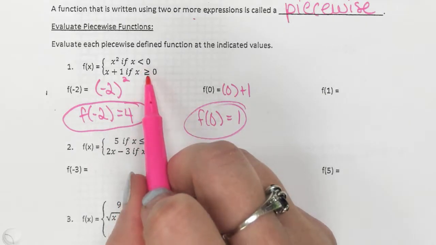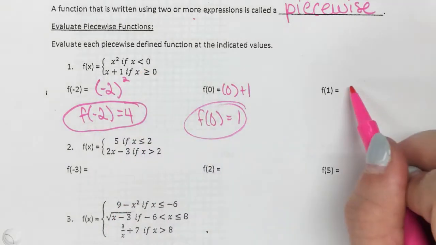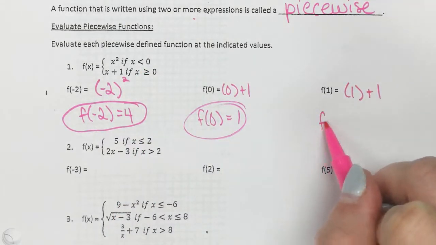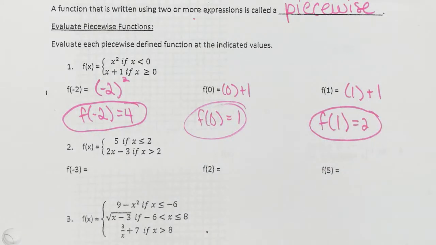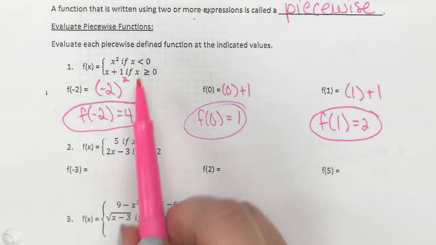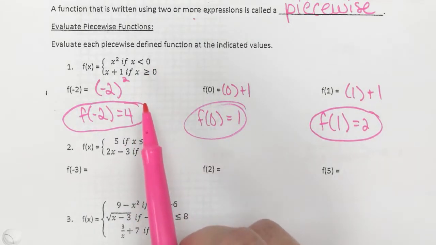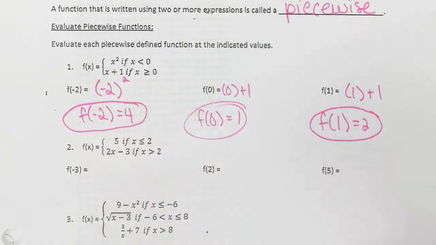All right, what about 1? Is 1 less than 0 or greater than or equal to 0? It's greater than or equal to. So you got 1 plus 1. So f of 1 is equal to 2. Because what's going to happen in a minute is we're going to graph these, and you're going to see that the one that it doesn't work with, there's not going to be a graph there at all. That's why we have to pick the piece that it goes into.